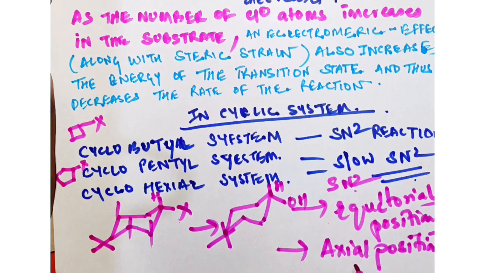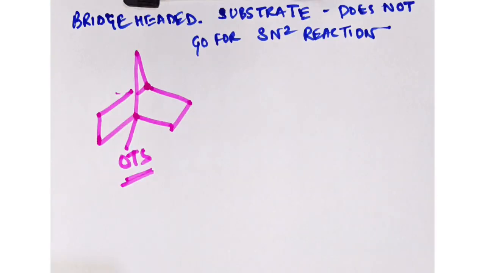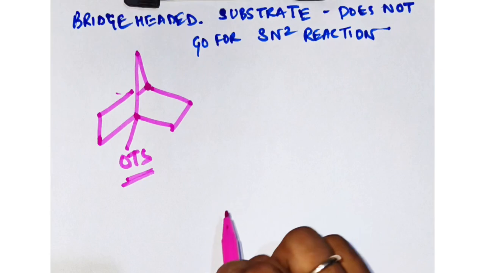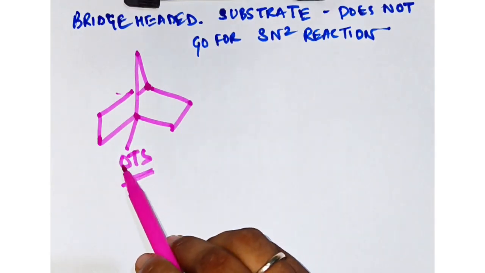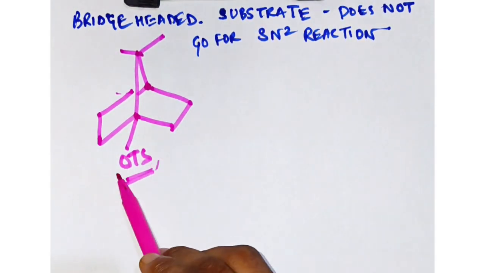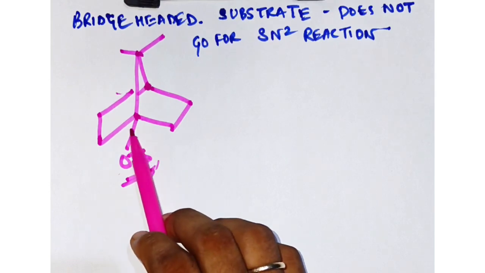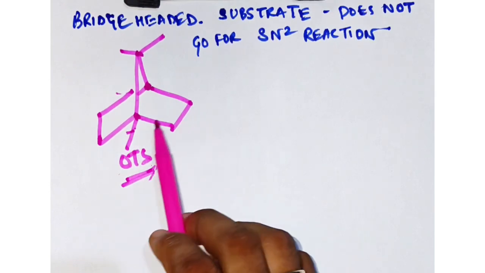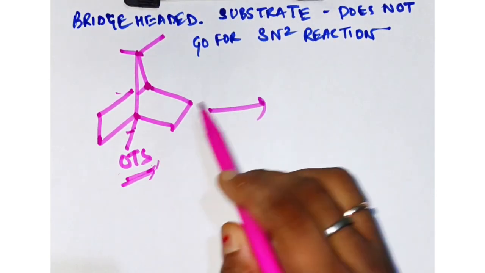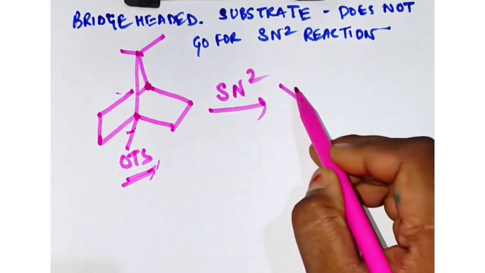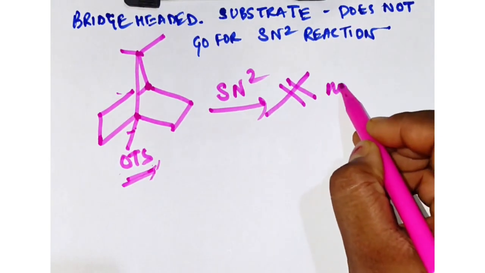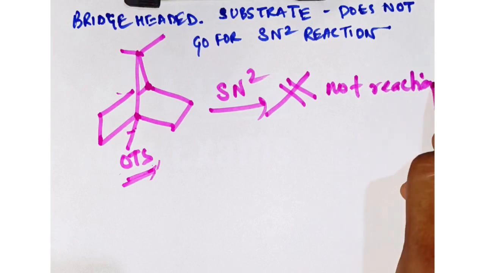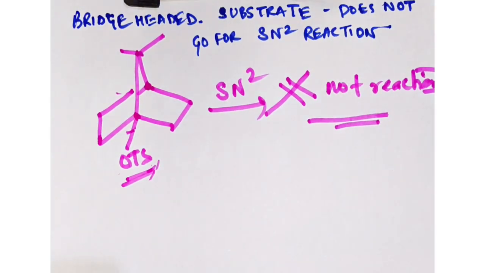But in the case of an axial position, SN2 is very, very slow; it is not possible for an SN2 reaction. Even then, it will go through only the equatorial position. Here, the bridgehead substrate does not go for an SN2 reaction. This is where the nucleophile is, or you can say the leaving group is. The carbocation that would form here is very, very unstable. It hardly goes for SN1 also, so it will not go for SN2 also. So this is no reaction. This is no reaction for SN2; it will not go.